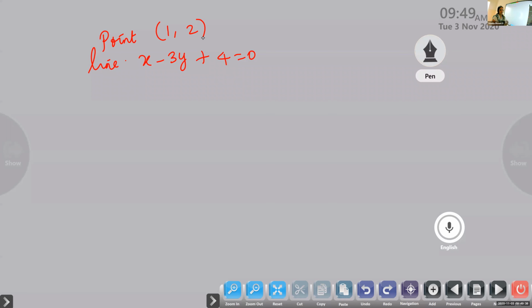Okay, we have learned in science the laws of reflection. All these properties we are now going to use. Imagine this line as a mirror. The equation of the line is x minus 3y plus 4 is 0. We want to find the image of the point. So let P be the point (1, 2). Its mirror image you will get here, so let it be P dash.